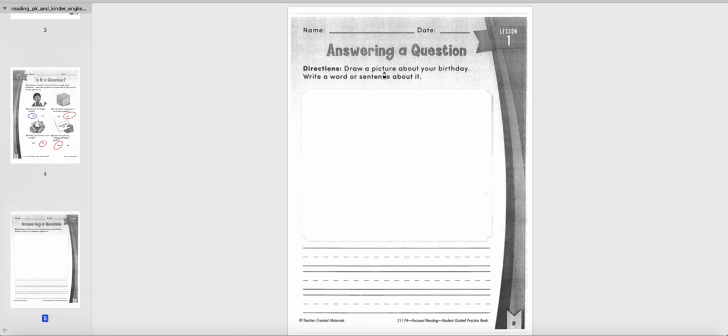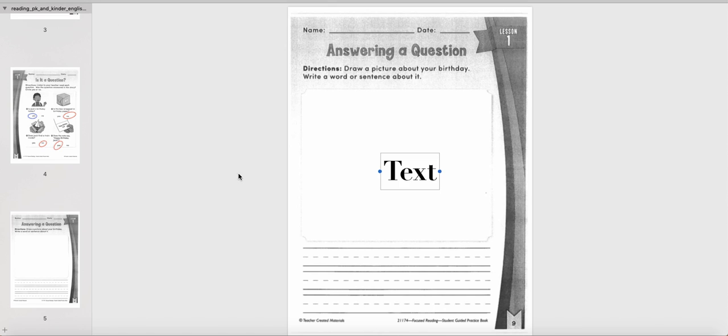Okay, the next page says answering a question. So it says, draw a picture about your birthday. Write a word or sentence about it. So you're going to draw a picture of your birthday and you can write a word or a sentence.